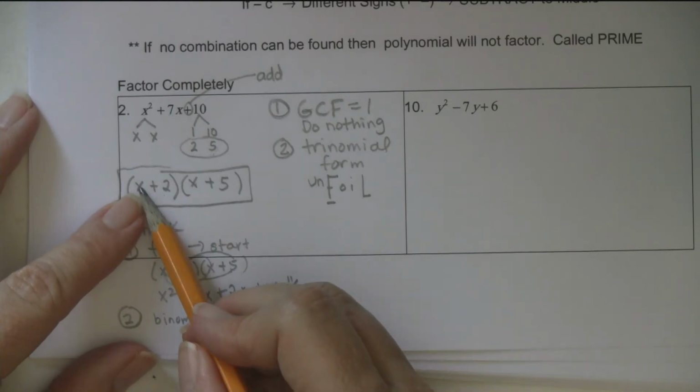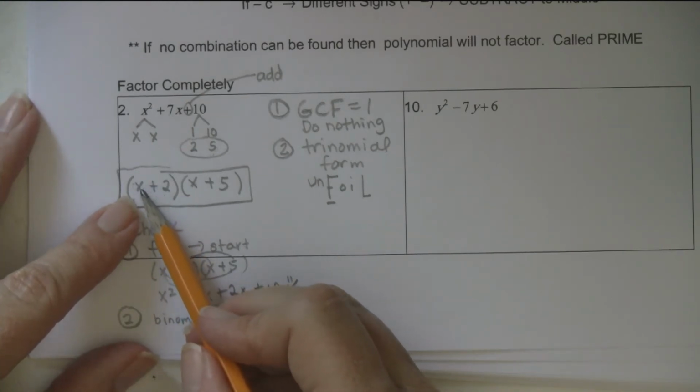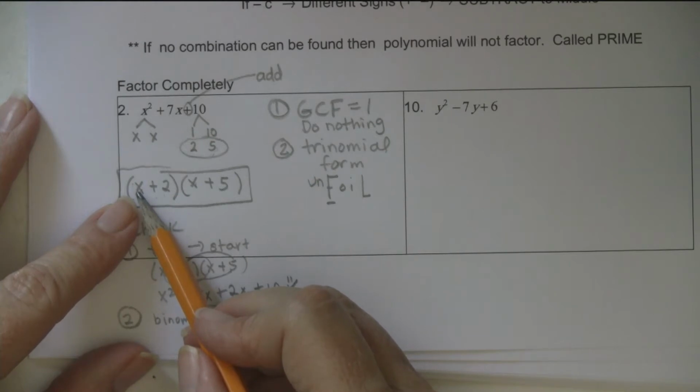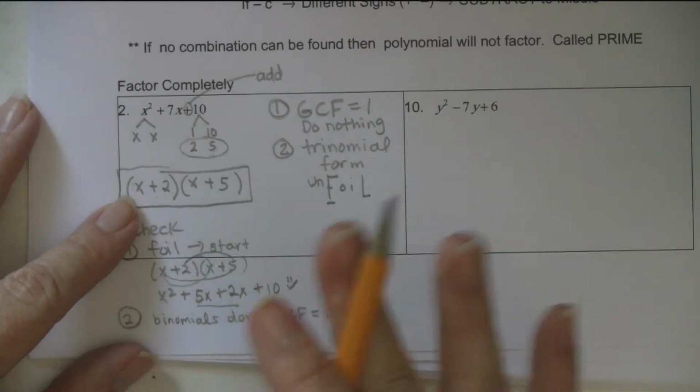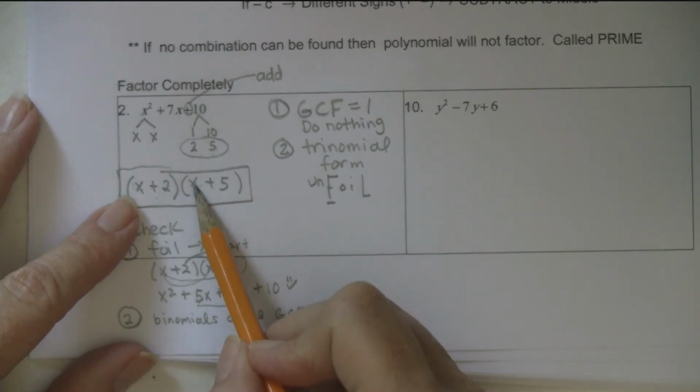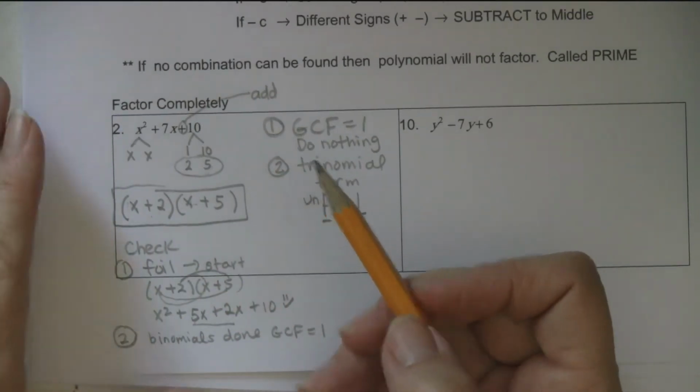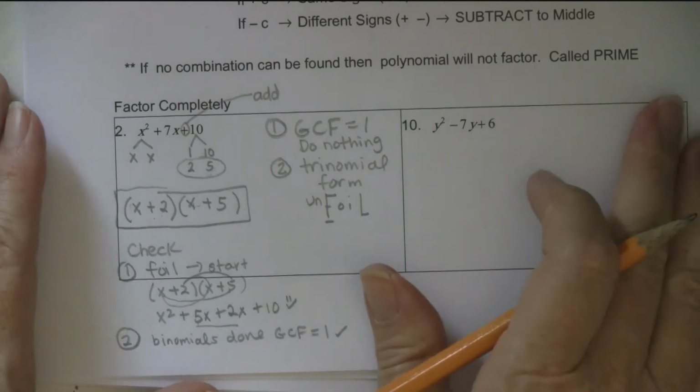So the number is 1x. So the greatest thing they could have in common is 1. And if they have 1 in common, it's done. And same here. We have 1 in common, so it's done. So we are done. Okay.